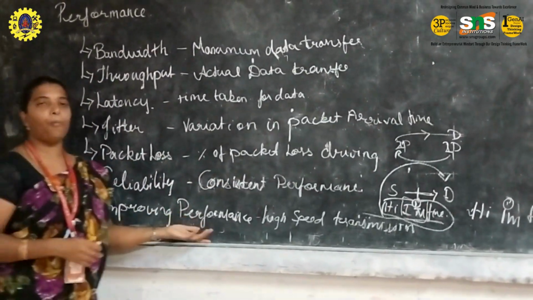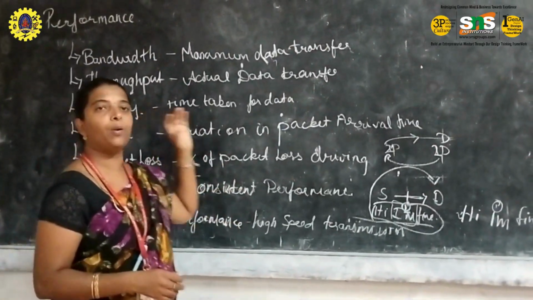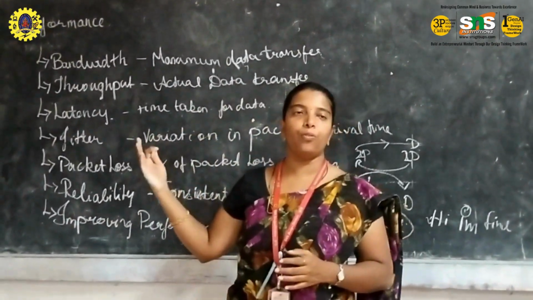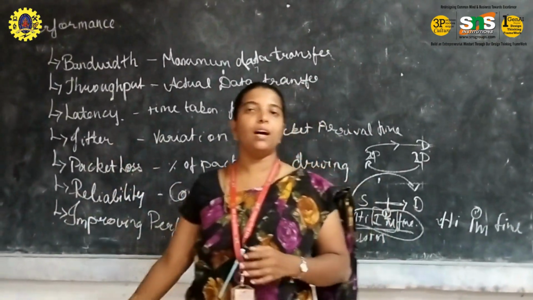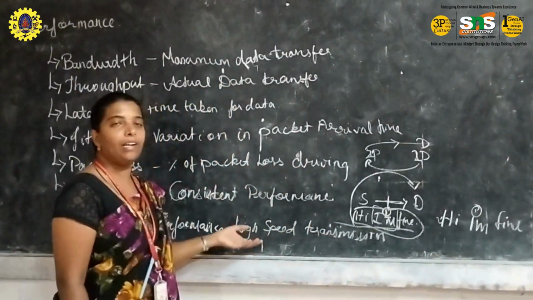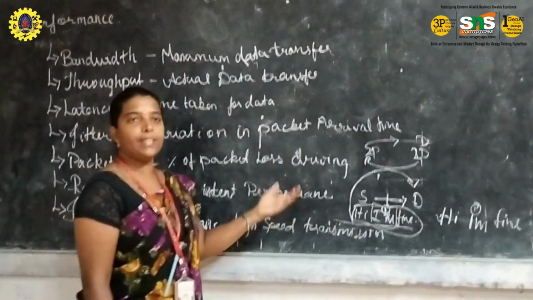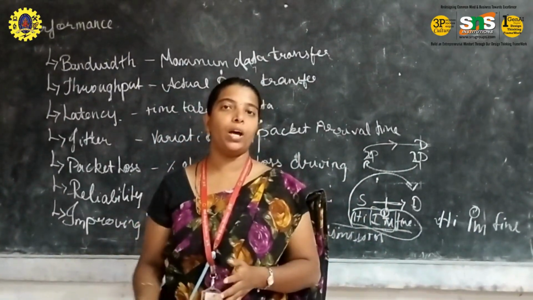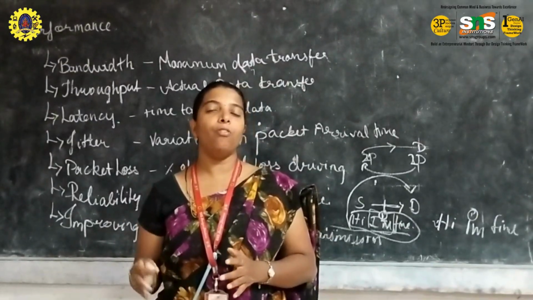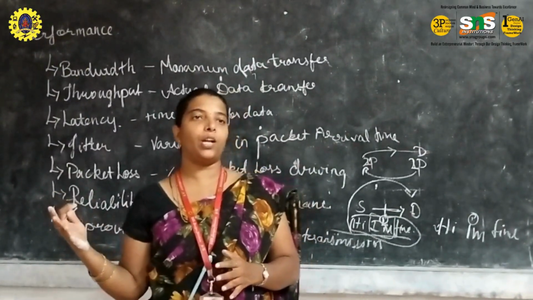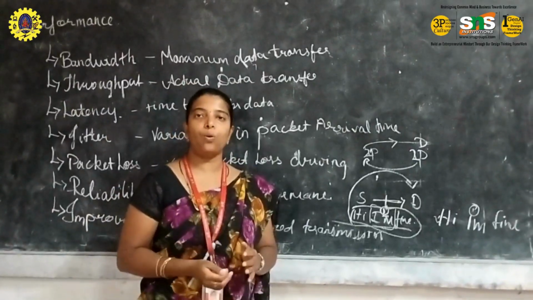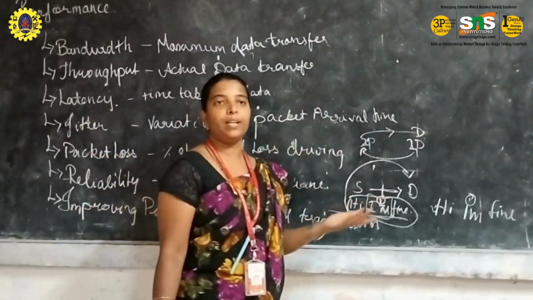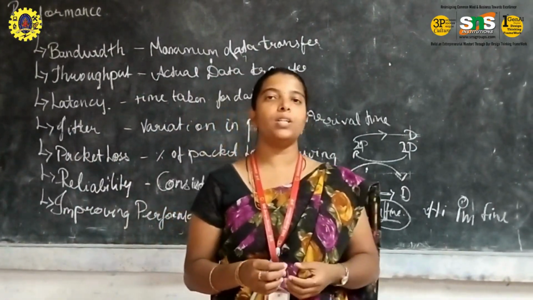Improving performance: how can we improve bandwidth, throughput, latency, jitter and packet loss? We can improve them by using high optimization techniques or high-speed transmission. For example, data usage has moved from 4G networks to 5G, and now the trend is toward 6G, whose range testing is going on. By using high-speed transmission, we can make network performance stable.